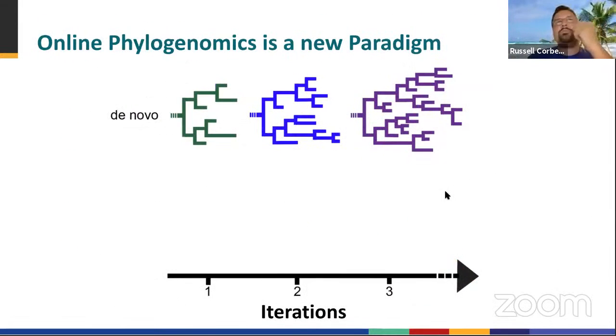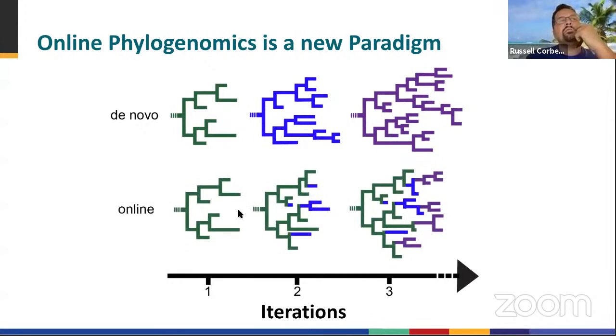So what we've been developing, and we're not the only people to do this, but we are some of the people that are doing this, is an approach that we call online phylogenomics. And basically the way this works is, on the top, I'm showing you de novo phylogenomics, where we infer the tree from scratch every single day, right? So you see that this first day is this green tree, the second day is this blue tree, the third day is this purplish tree. It's doing okay. Over here, we have what we call online phylogenetics.